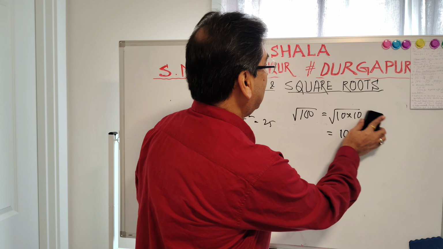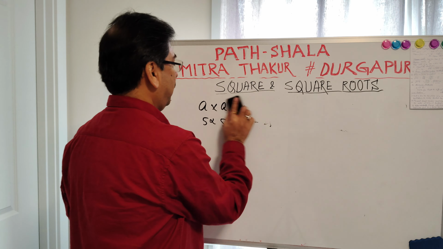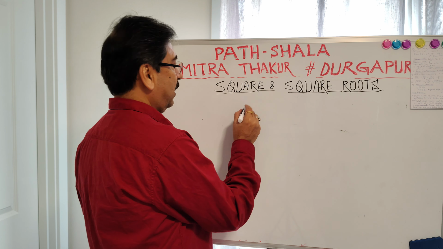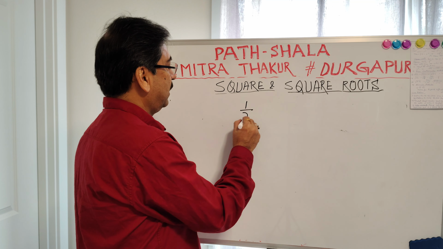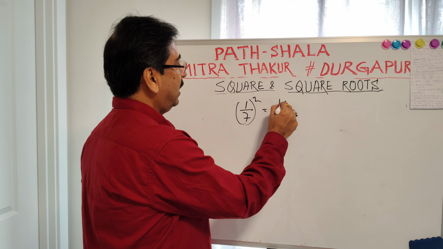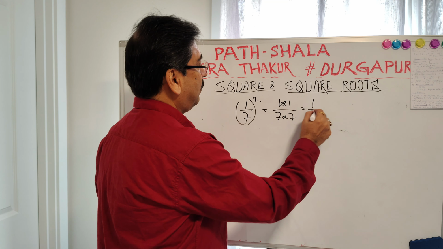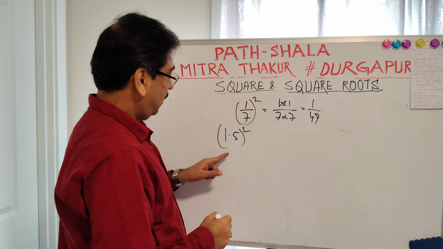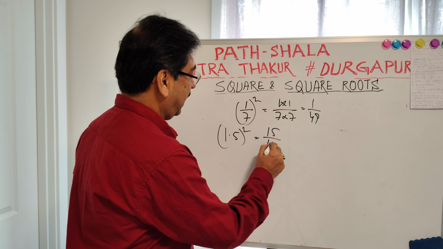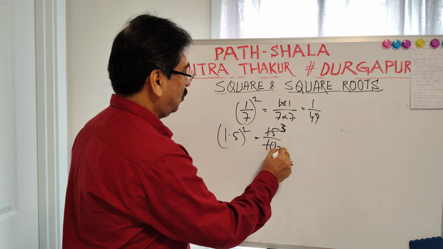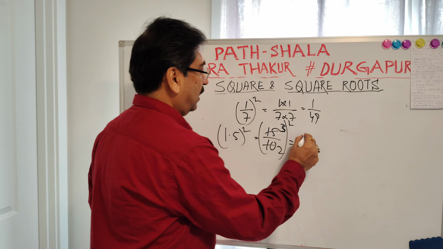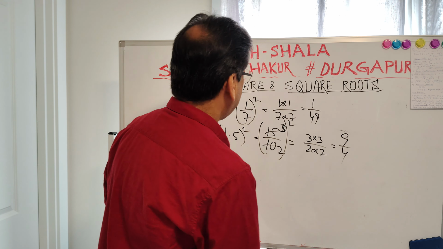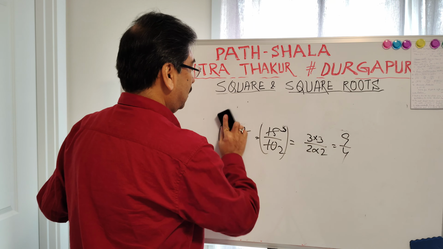So how to do a square? It is very simple, but I will show the different types of squares and square roots. If I consider a fraction, 1 by 7 square, what will it be? 1 into 1 divided by 7 into 7, that is 1 by 49. For a decimal, 1.5 square, that is 15 by 10, that is 3 by 2 square, that is 3 into 3 by 2 into 2, that is 9 by 4. This is square, right?